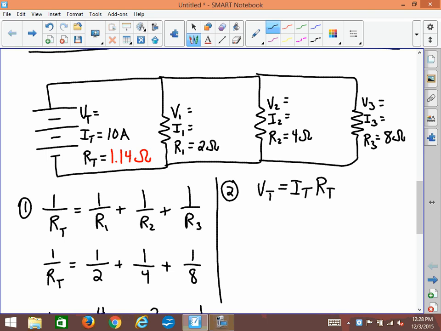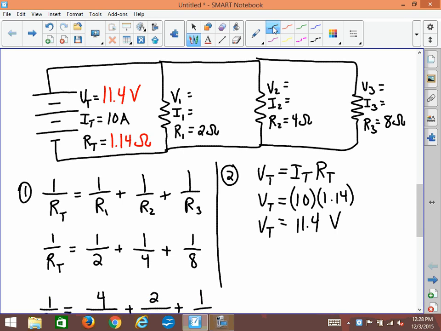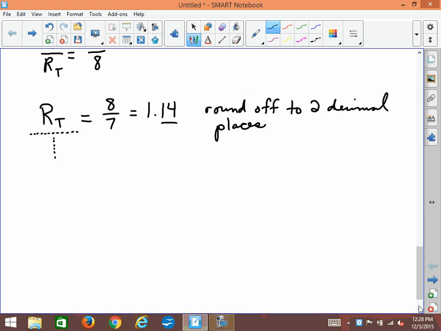Vt equals It times Rt. Because I know the I is 10 amps and I now know the R is 1.14, the voltage must be 10 times that, or 11.4 volts. So now I got that one, 11.4 volts. Perfect.